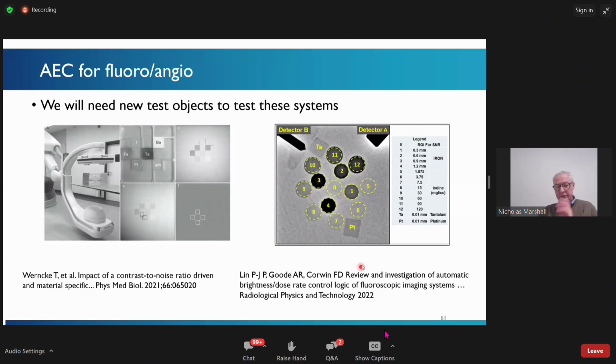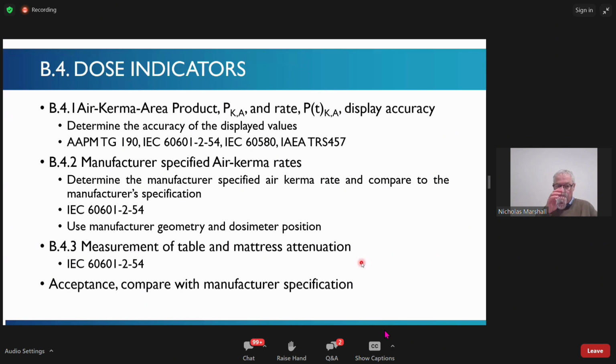I'm not going to say very much about dose indicators because I'd like to get on to the image quality. But obviously we test things like the air kerma area product display accuracy. So you make an explicit measurement of the air kerma and the field of view and calculate yours, compare it to the one that's displayed. Then the manufacturer air kerma rates, they measure it using manufacturer geometry and dosimeter position and compare what's on the screen compared to what you have.